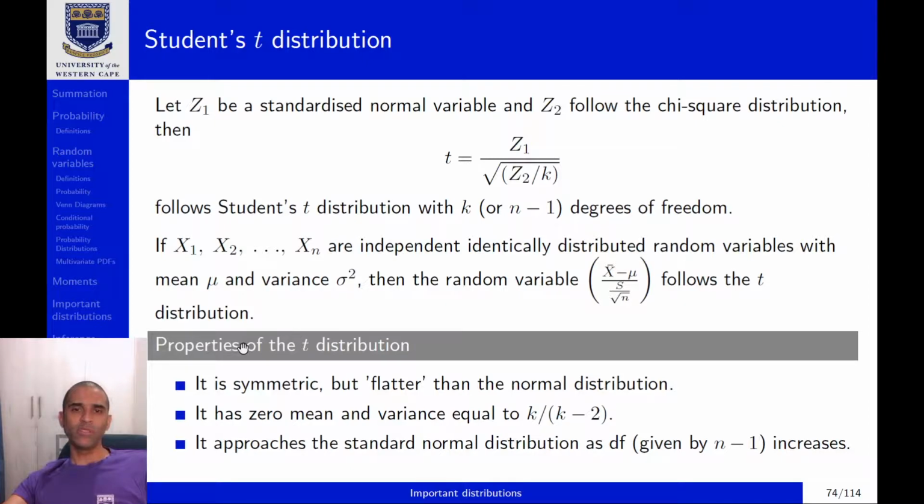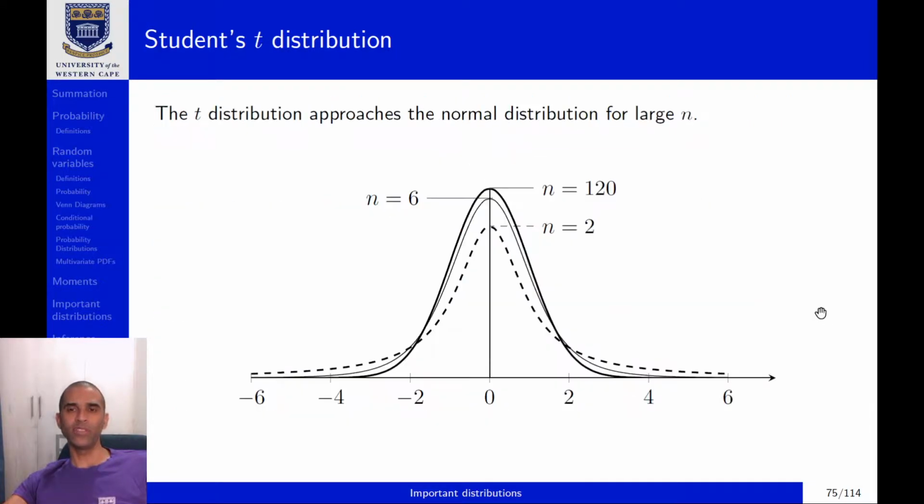Some properties of the t distribution: it is symmetric but flatter than the normal distribution. Yet it approaches the normal distribution as the degrees of freedom increases, which is what this picture over here shows us. So notice that for small sample size, n equals 2, which is shown with a dashed line, we have fat tails and flatter distribution, whereas for large sample size, n equals 120, given by the thick black line in this instance, we have very thin tails towards the ends and a relatively taller distribution.